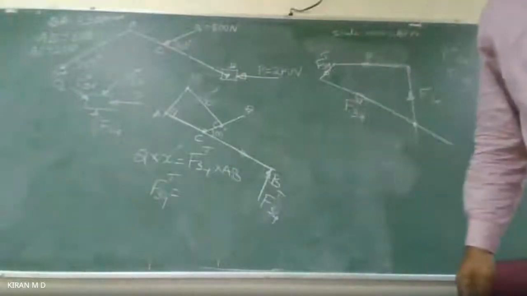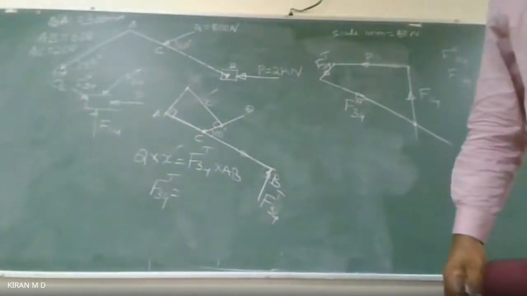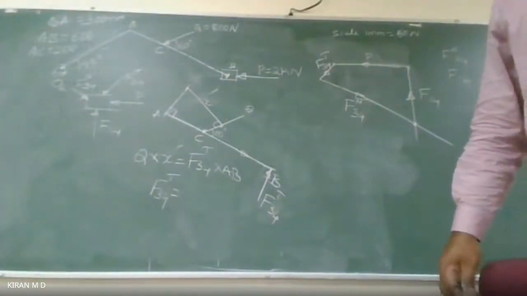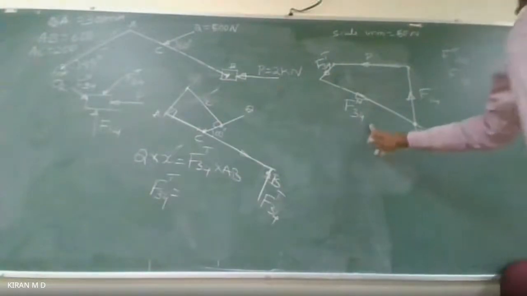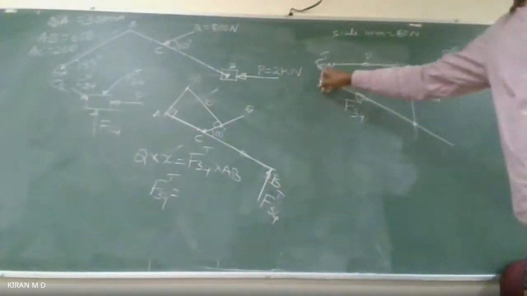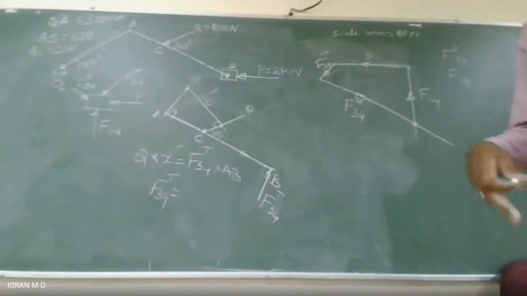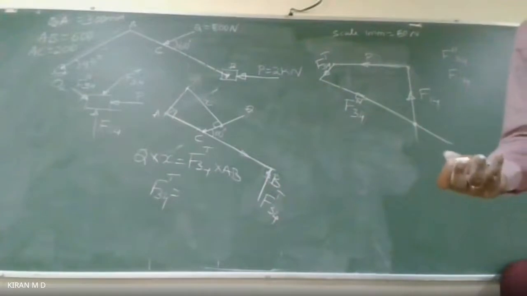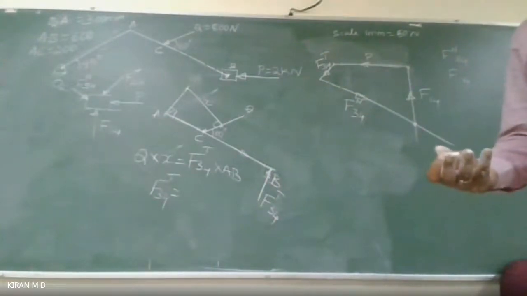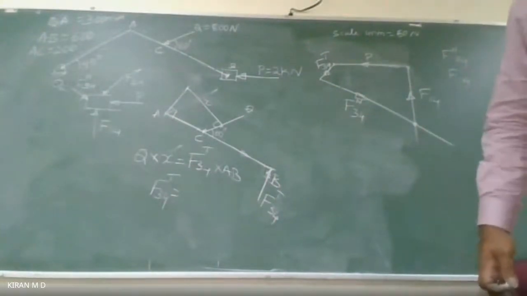So what are the forces we have found now? We got Fn34, Ft34, and F14. But what is F34? How are we going to find F34?